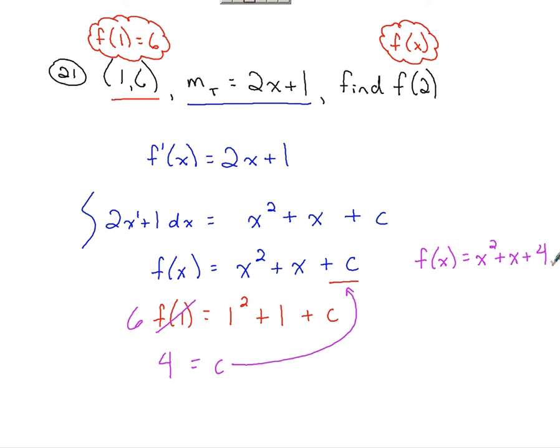If the question was find f of x, we'd be done, but the question is find f of 2, so take 2 and plug in. 2 squared plus 2 plus 4. We could say f of 2 equals 10.